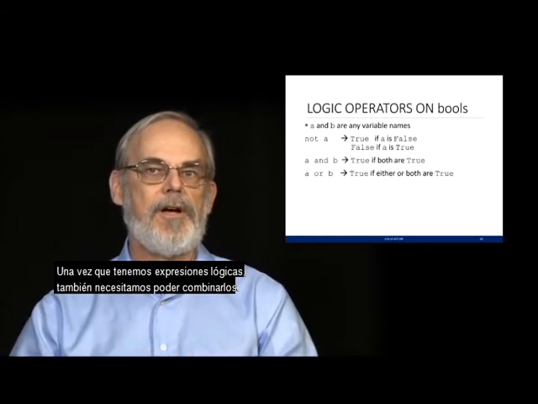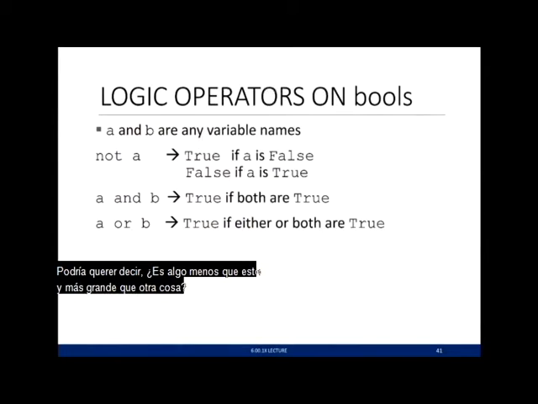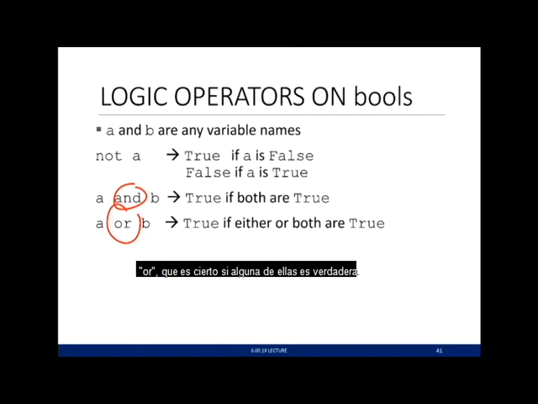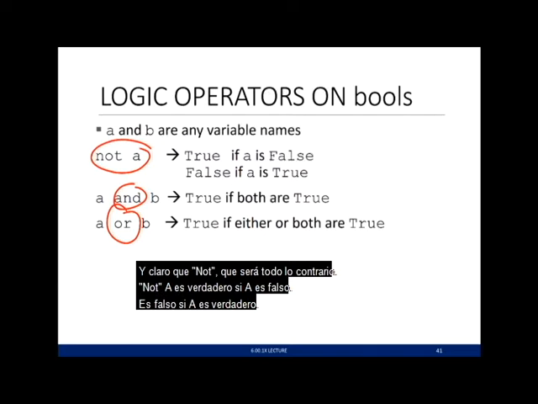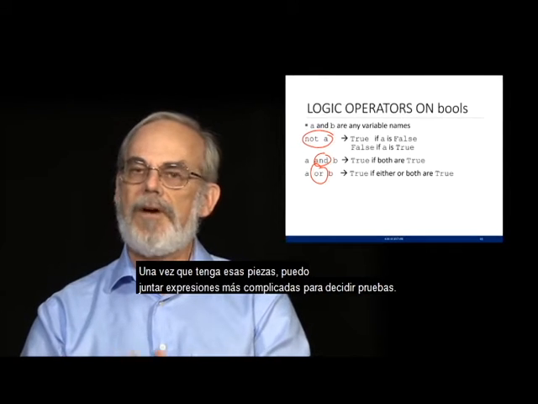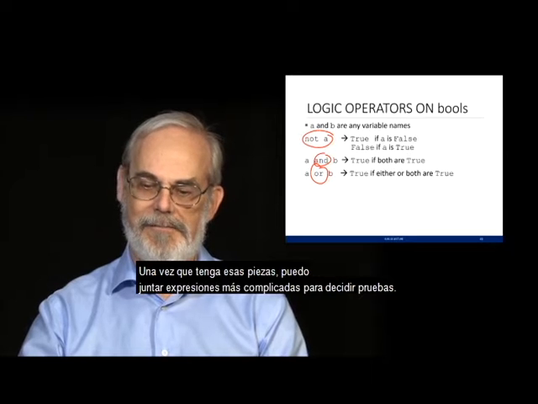Once we have logical expressions, we also need to be able to combine them. I might want to say, is something less than this and greater than something else? And so if I have two expressions that are Booleans, I can also combine them using either and, which is true if both are true, or, which is true if either of them are true, and of course not, which will be the opposite. Not A is true if A is false. Once I've got those pieces, I can put together more complicated expressions to decide tests.